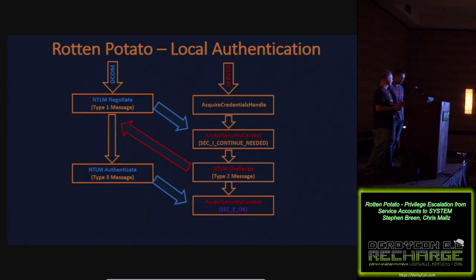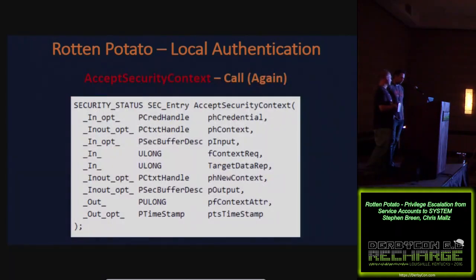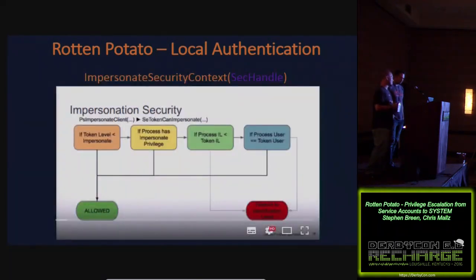So after that, it's actually really quite simple. All we do is call impersonate security context with a security handle that we had from accept security context, and that's basically it. And now you can actually take that and pull out a token from it. It's quite simple to do that, but there's really no reason to when we can just impersonate the security context itself. And you can actually impersonate the security context as a normal user as well.